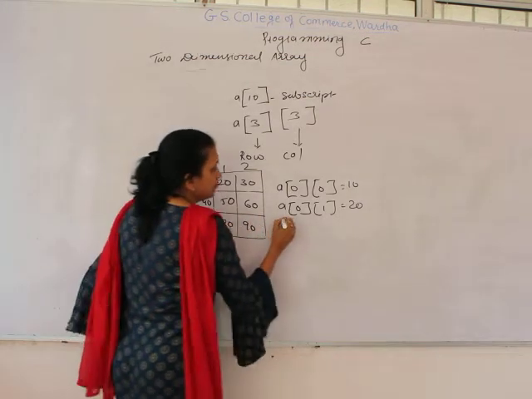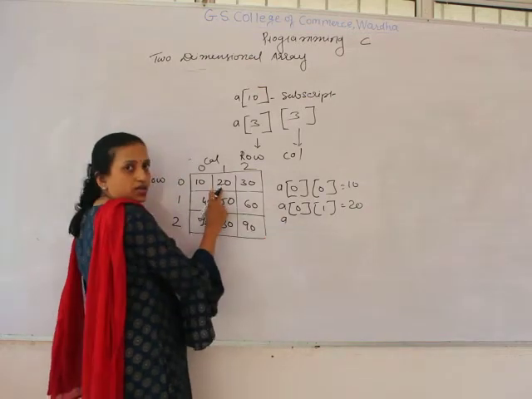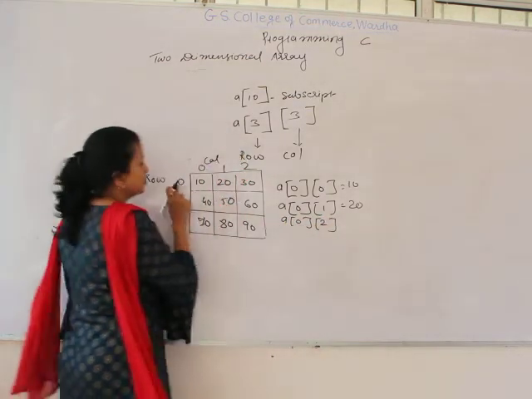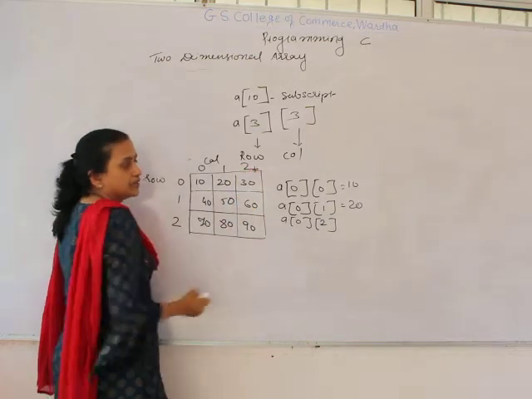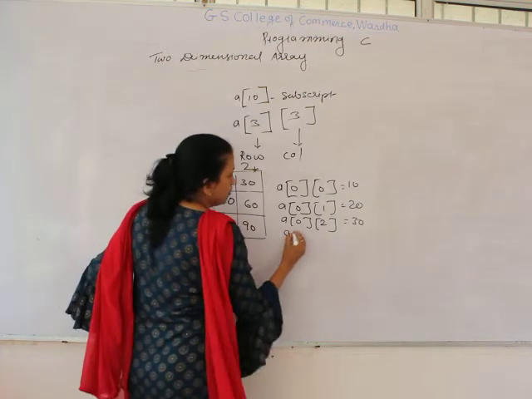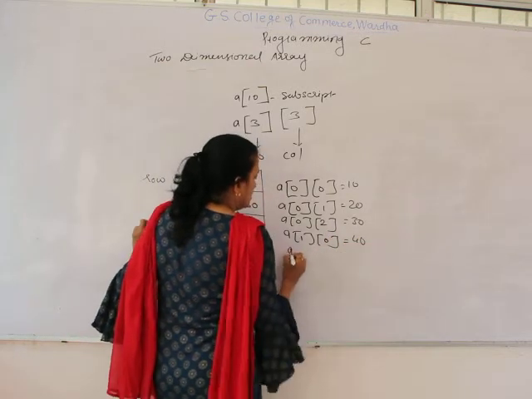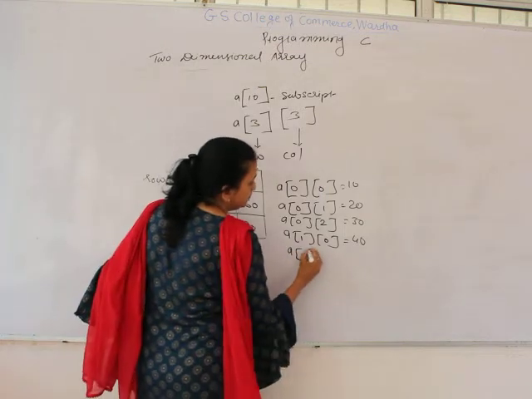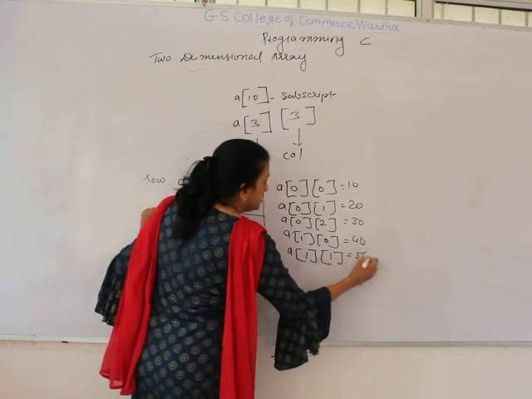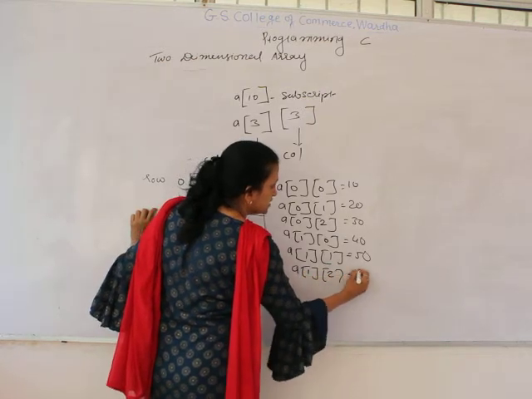The first value is referred to by 0, 0, meaning row 0 and column 0. The second value is referred to by 0, 1. The third value is referred to by 0, 2, that is 30. Then the next row, row 1 column 0, means this value 40. The fifth value is referred to by row 1 and column 1. The sixth value is referred to by row 1 and column 2, that is 60.